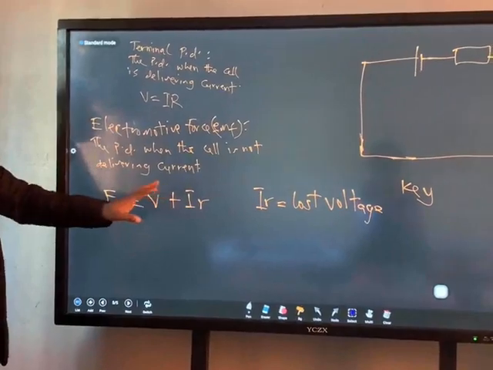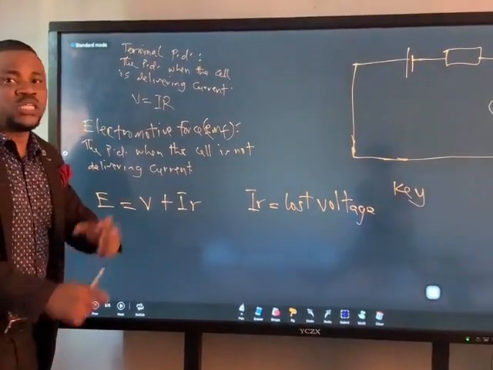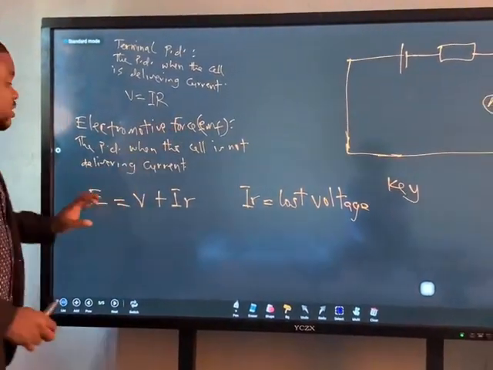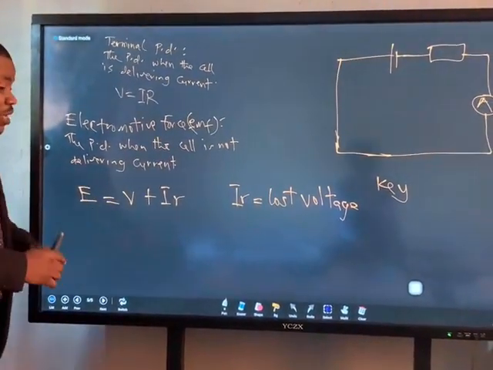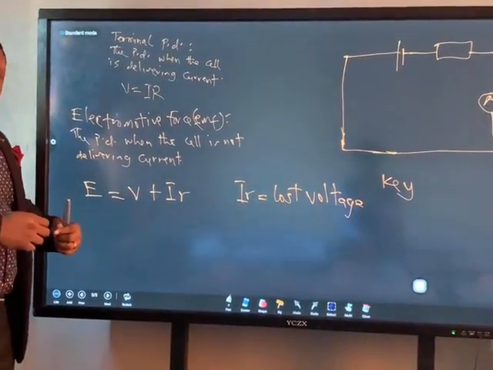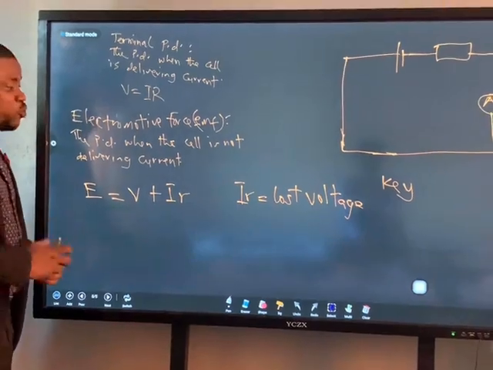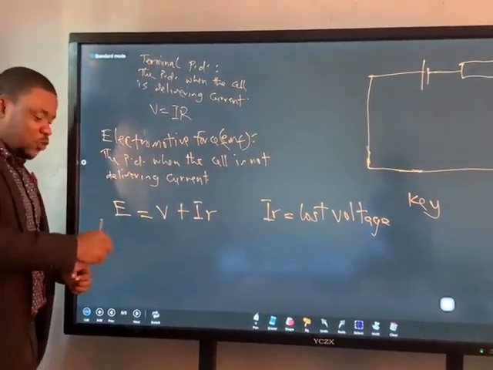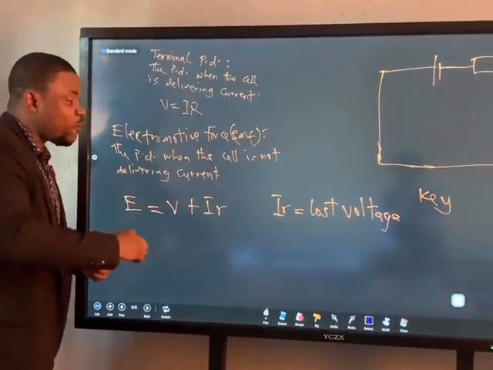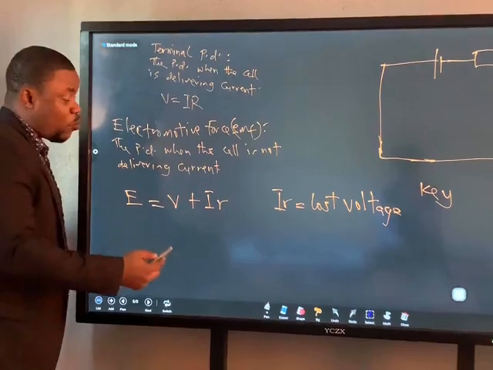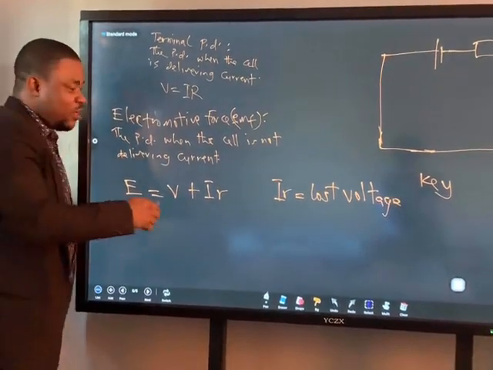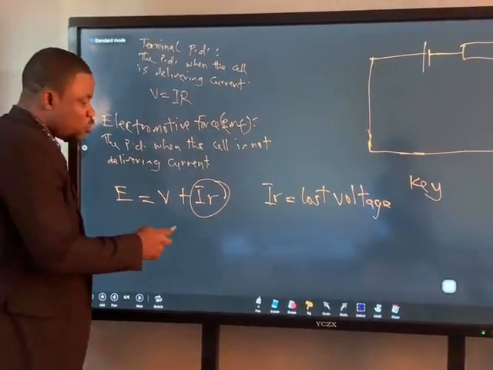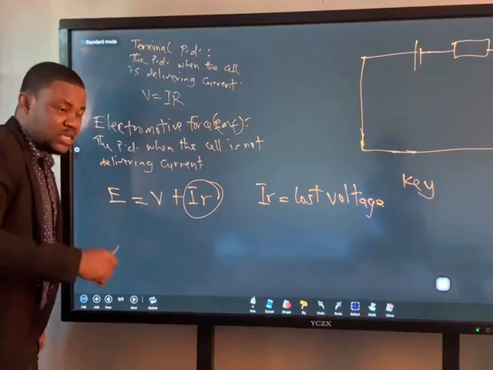Why do we have IR? The cell is the source of power for the circuit. For the cell to generate power, the cell also needs to work. So in the process of the cell producing the power required for the circuit, it has to work on itself. The work done in the cell is where this loss comes from. So the cell has its own resistance.